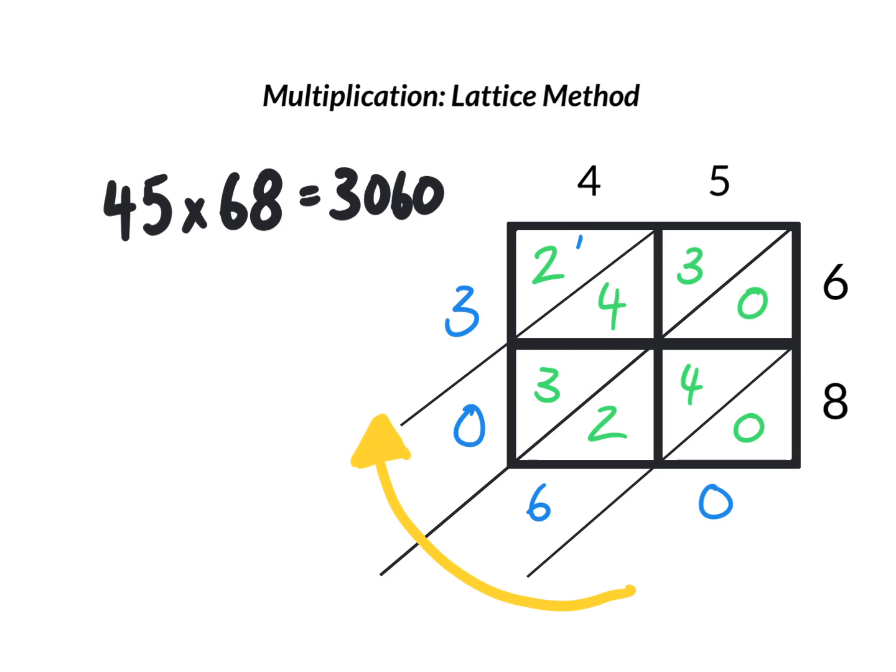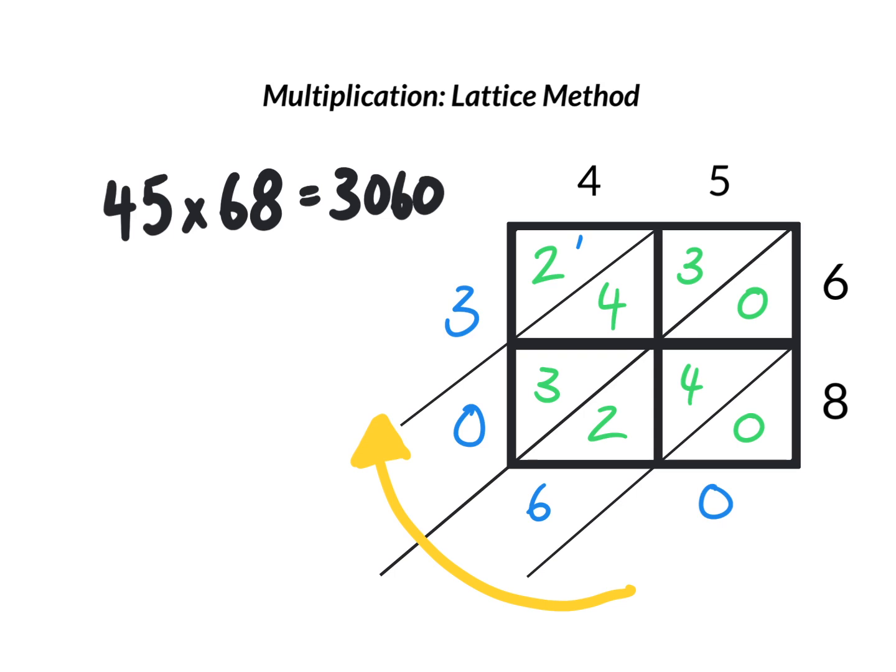the lattice method. If we go to the left-hand side, the very top left-hand corner, and we say 4 times 6, we know 4 times 6 is 24. We put the 2 at the top and the 4 at the bottom. If we go to the top right-hand box, we can see 5 times 6 is 30. 3 at the top, the 0 at the bottom. If we go to the bottom left-hand corner, we can see 4 times 8 equals 32. 3 at the top, 2 at the bottom. We can see that 5 times 8 in the bottom right-hand corner is 40. So 4 at the top, 0 at the bottom.